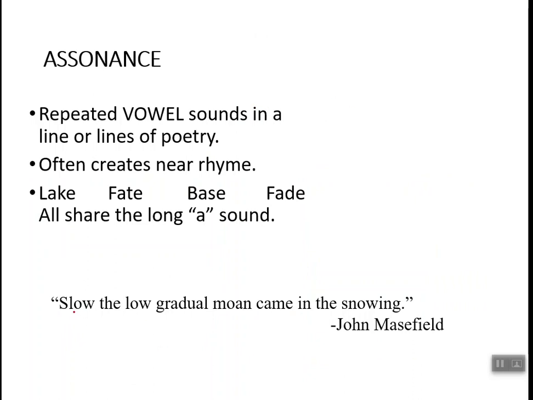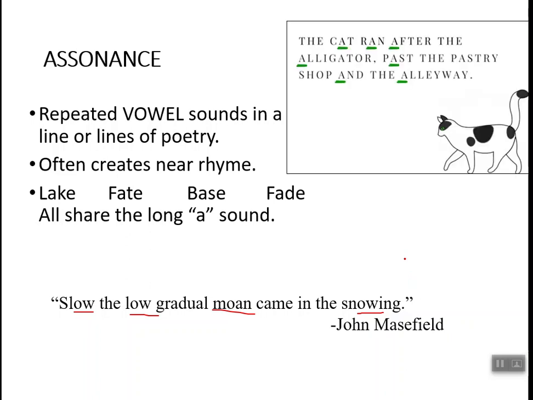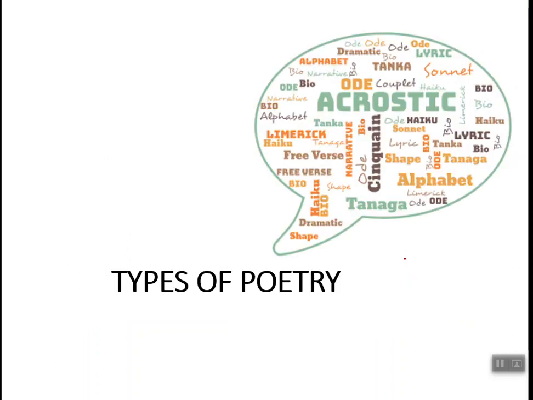It's from a poem by John Masefield. Oh, oh, oh, and oh. We have that repeated. And it really is meant to sound like that moan, oh, like a ghost. The cat ran after the alligator past the pastry shop and the alleyway. Assonance, the repeated short A there. Doesn't make any sense. And you notice that the A in pastry does not count, and neither does the A in way for alleyway. Alley, past, alligator, and cat ran after. All of those have that short A sound.